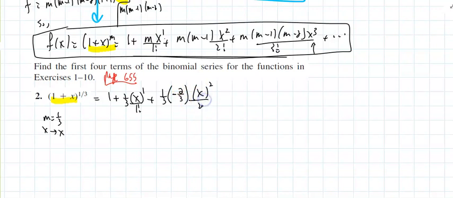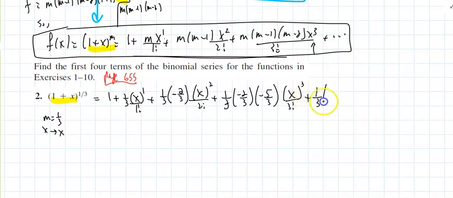x squared over 2 factorial plus m. 1/3 minus 1 is negative 2/3. Negative 2/3 minus 1 is negative 5/3 times x cubed over 3 factorial. And they want one more: m times m minus 1 times m minus 2, so subtract 1, subtract another one, that's negative 8/3 x to the 4th over 4 factorial.